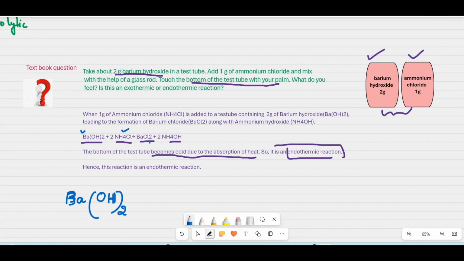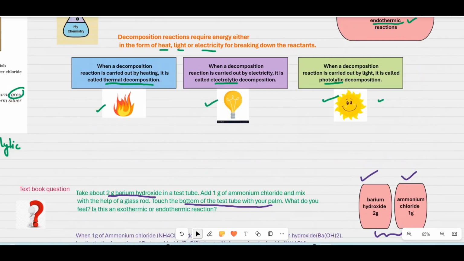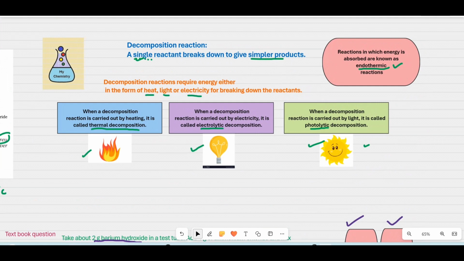So what is a decomposition reaction? How do we conclude this? A decomposition reaction means a single reactant breaks down to give simpler products, and decomposition reactions require energy in the form of heat, light or electricity. Accordingly we say thermal decomposition, electrolytic decomposition and photolytic decomposition. And all the decomposition reactions are endothermic reactions as energy is used for decomposing the reactant.